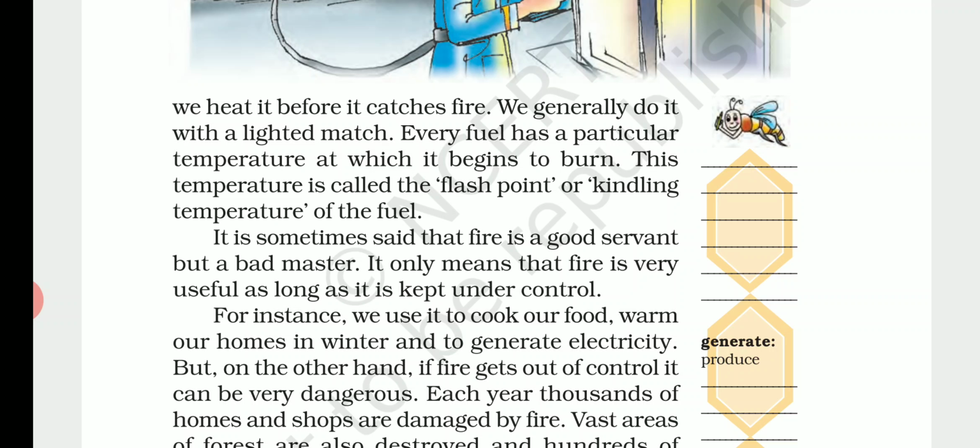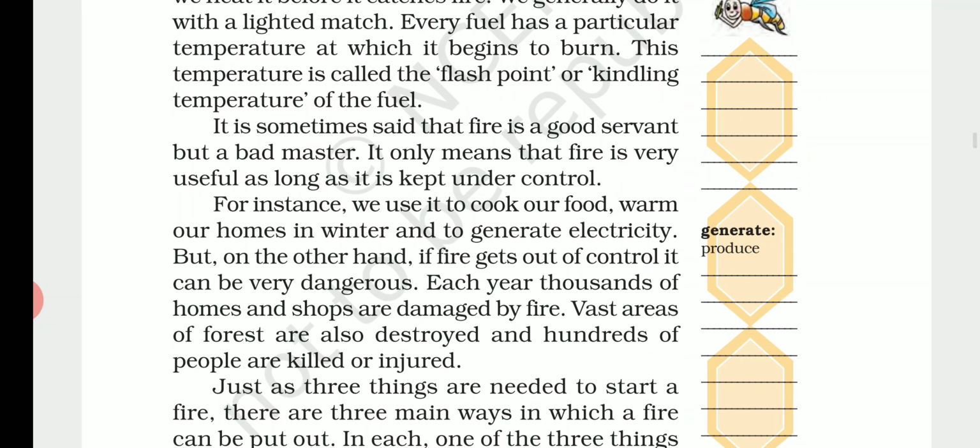Sometimes you have seen in the news, jungles catch fire. Sometimes short circuits in shops cause fire. When we are not able to control the fire, it becomes a disaster. It causes damage on a huge scale. Vast areas of forest are destroyed and hundreds of people are killed or injured.